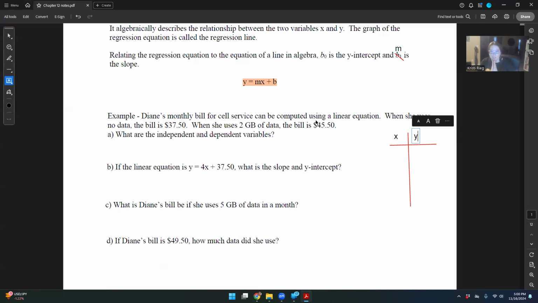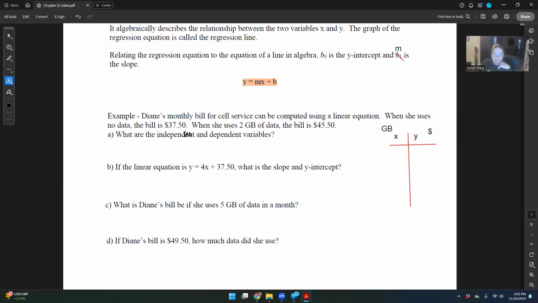Okay, so the first question is, what's X and what's Y? X is independent, so X is what you have control over as the consumer, and Y is dependent, meaning that's what it'll depend on X. So let's just put some symbols here. Y is going to be the dollars, and X is going to be the data in gigabytes, because you control how many gigabytes of data you use, and then they put it in the formula and they calculate your bill.